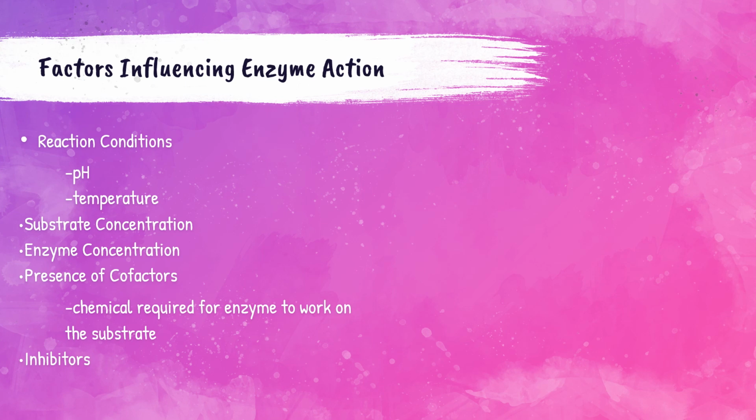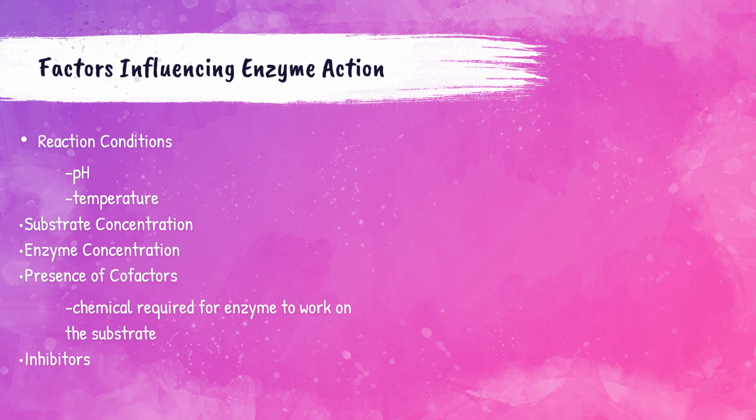These include the reaction conditions like the pH and the temperature of where the reaction is occurring. Each enzyme has a preferred pH range. If the pH where the reaction is occurring is increased or decreased beyond this range, the enzyme activity will slow down. Generally speaking, an increase of temperature will increase the rate of the reaction as well.